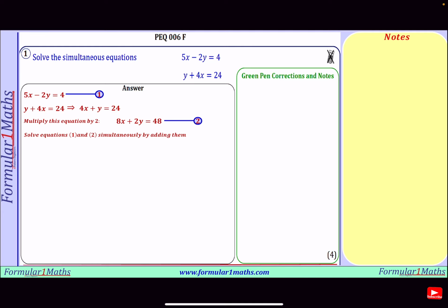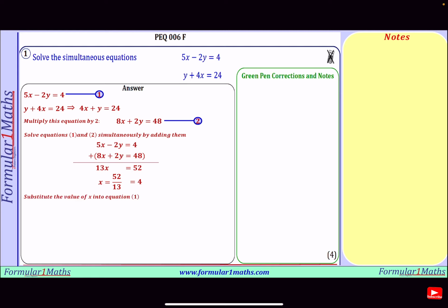We then proceed to solve equations 1 and 2 simultaneously by adding them. So if I write the first one, I can add the second one. And if I add them, I'm going to get 13x is equal to 52, because minus 2y plus 2y is 0. Then we can solve for x by taking 13 to the other side. We're going to get 52 divided by 13, and that gives us 4. So the value for x is 4.